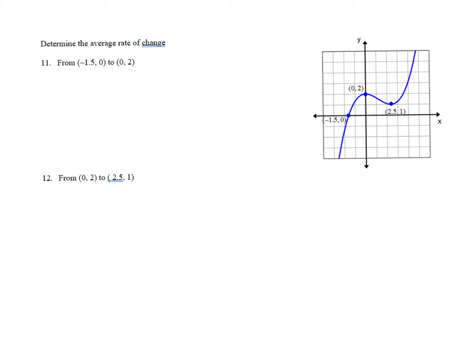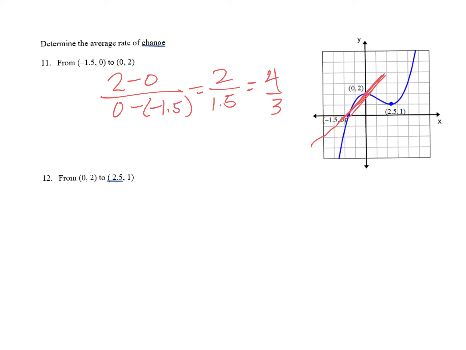Continuing with that idea of average rate of change, we can also do this from a graph. So it says determine the average rate of change from (-1.5, 0), that's a point on the graph, to (0, 2). So basically what we're finding is the slope of the line between these 2 points. Slope, average rate of change. Connect those two in your brain. And I'm just going to do 2 minus 0 divided by 0 minus -1.5. That gives me 2 over 1.5, which is equal to 4/3, or 1 1/3 if you want to write it that way.